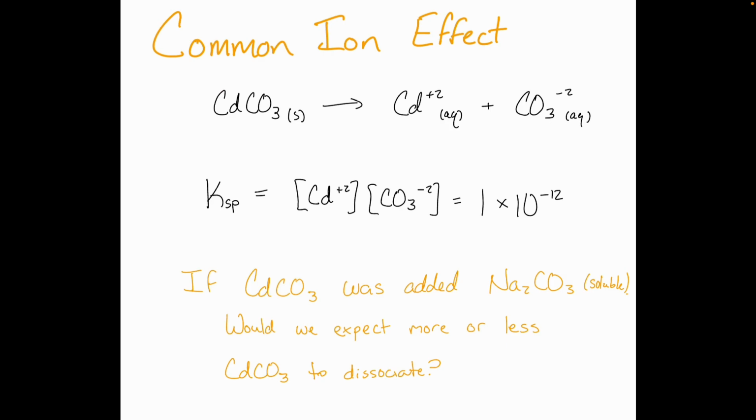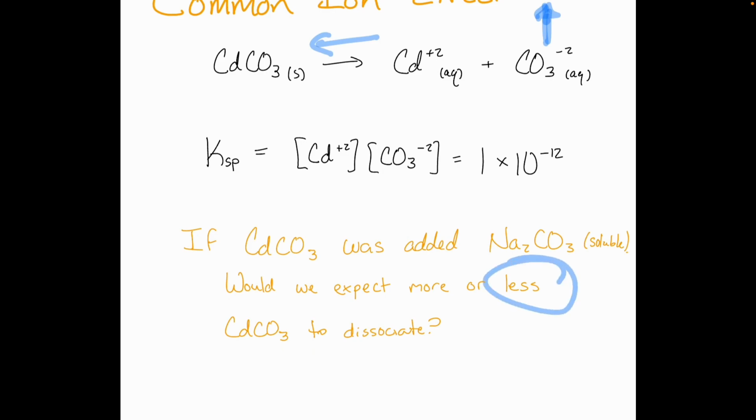All right, so if I increase the concentration of my product, the carbonate ion, according to Le Chatelier's principle, what is that going to do to my equilibrium? Is it going to shift it in favor of the products or in favor of the reactants? So if I increase my product, it's going to shift it the other direction. Right? I'm going to get more solid cadmium carbonate. So I would expect that my cadmium carbonate would dissociate even less in a solution of sodium carbonate than it would in pure water. All right, that is the common ion effect.